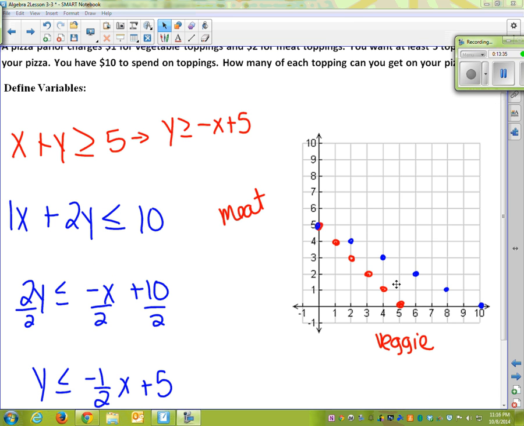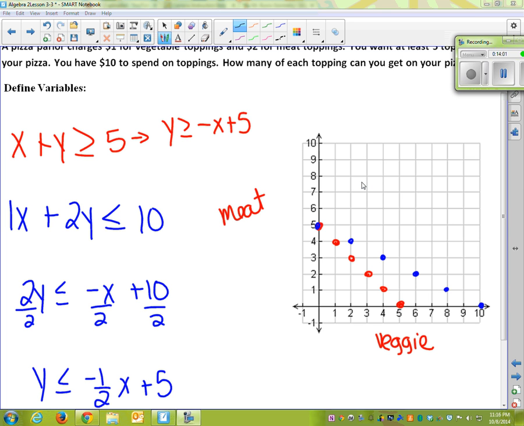All right, here's the graph of my two lines. For the red one, I just subtracted the x across, started at 5, and had a negative slope. For the blue equation, I subtracted the x, and then I had to divide by 2y, which made my slope -1/2 x plus 5.